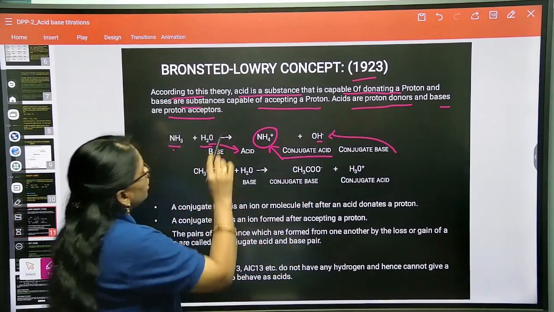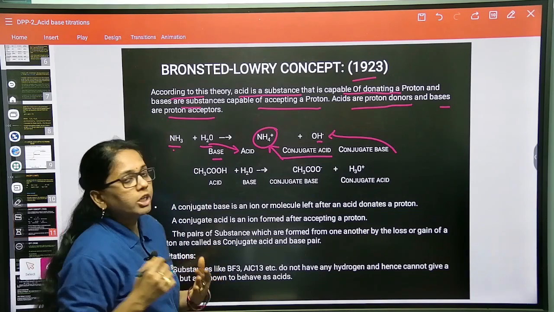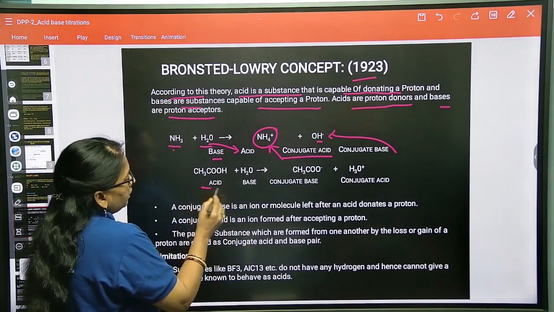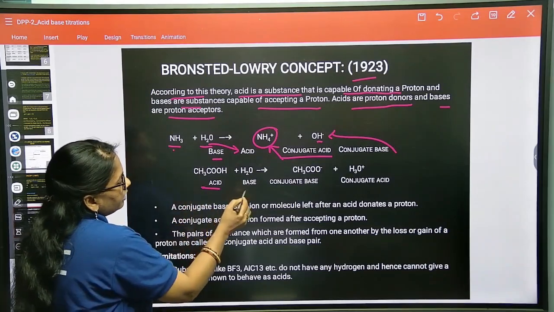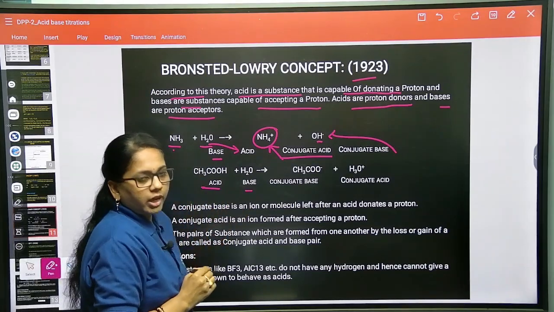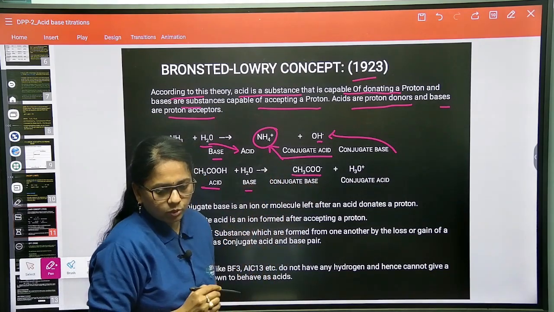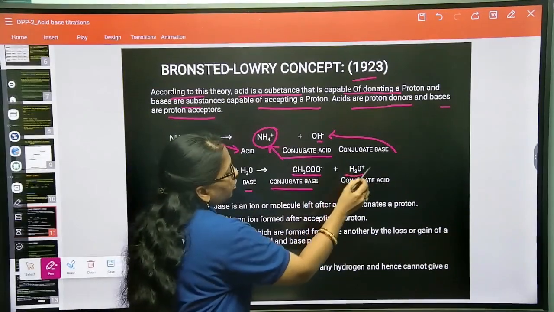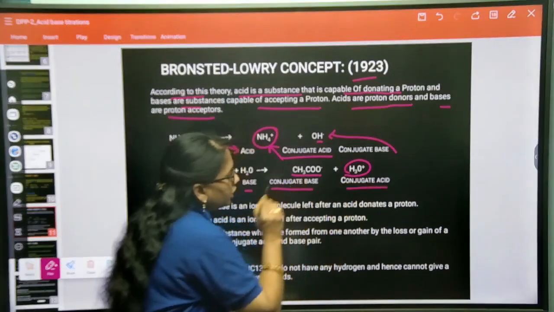Okay, so this Bronsted-Lowry theory has raised the point of conjugate acid and conjugate base. In this one more example, if you take acetic acid, and in water it is going to act as an acid and produce CH3COO minus, which is called the conjugate base, and hydronium ion H3O plus, which is called the conjugate acid.